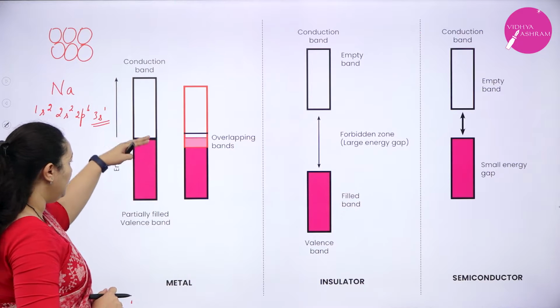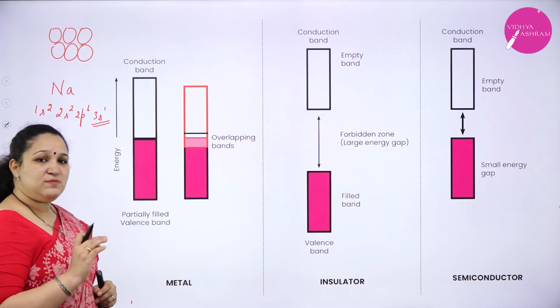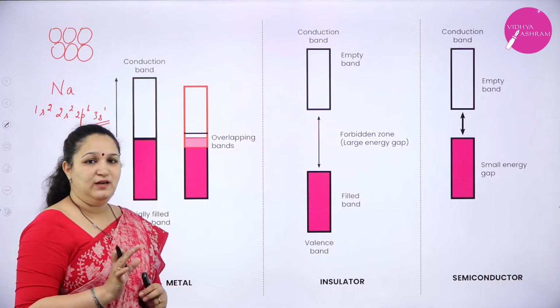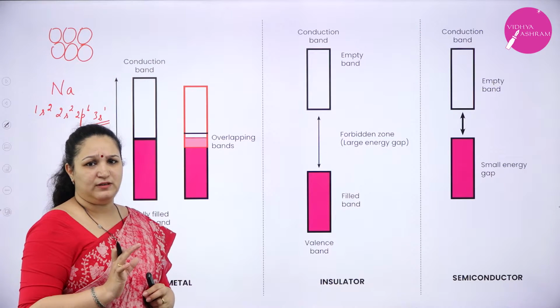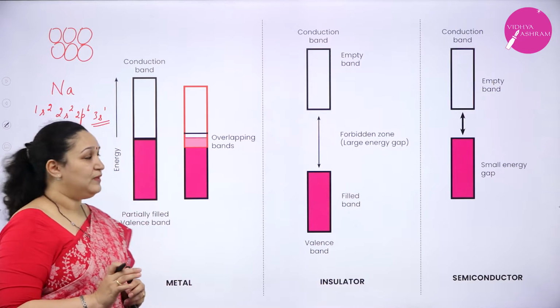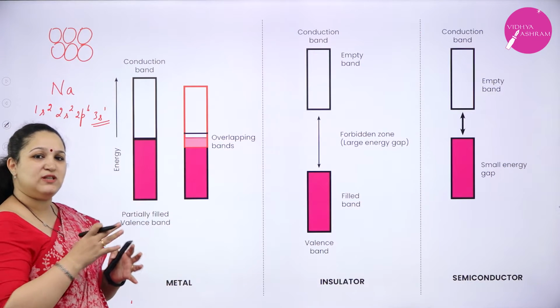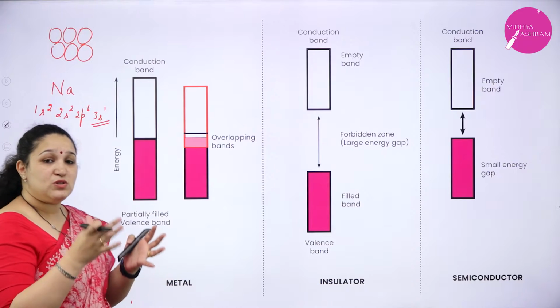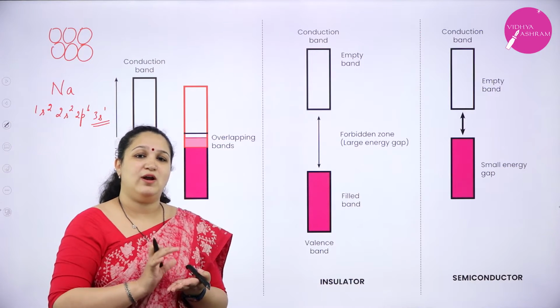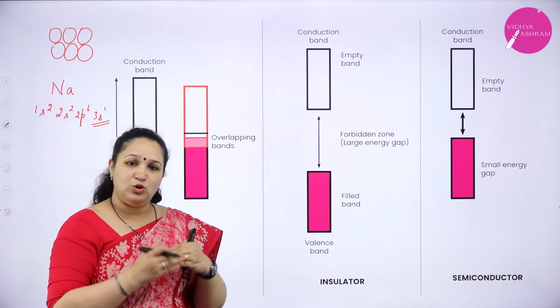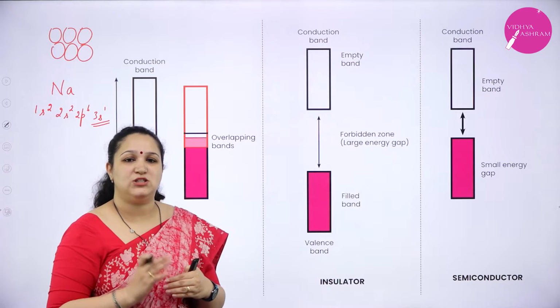You can see here, this is the valence band. The valence band is either partially filled or completely filled. It will never be empty. After this, whatever shells are present, the fourth shell, fifth shell, they are completely empty, isn't it? So such empty shells or energy levels are grouped together to form a conduction band.